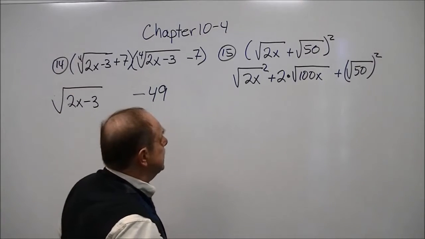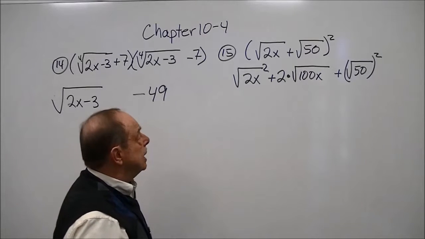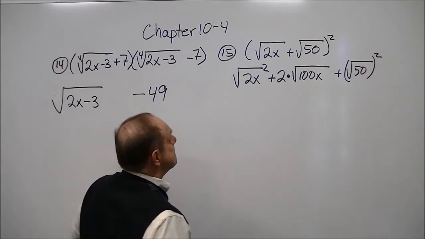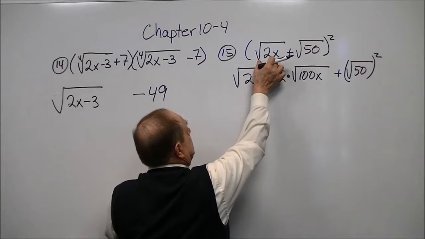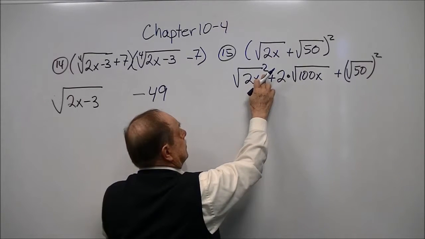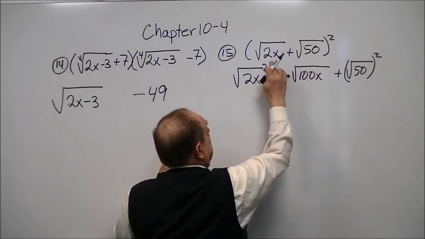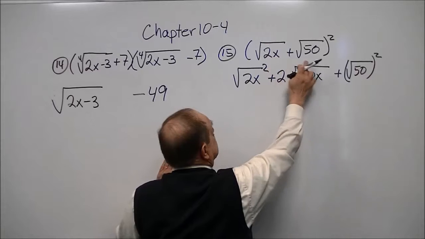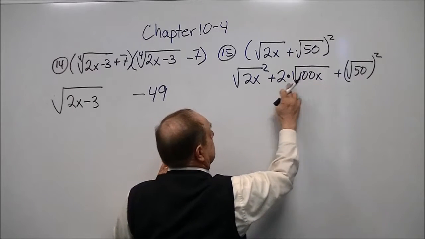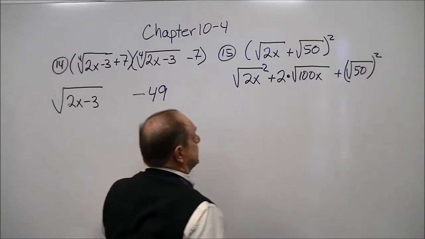In number 15, we see it's that special product of squaring a binomial. So when we square this, we just put the square there. We're going to multiply these two together and double it. So 2x times 50 is 100x that we're doubling, and we're just squaring this last term.